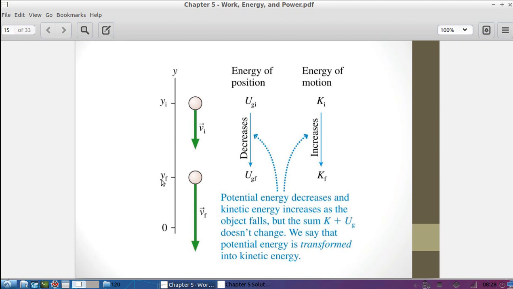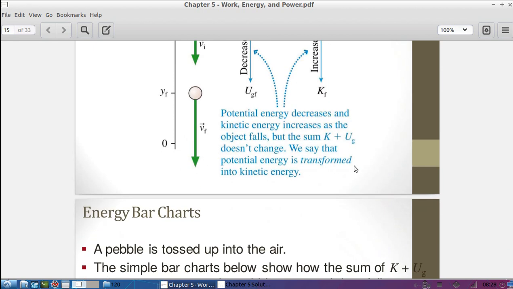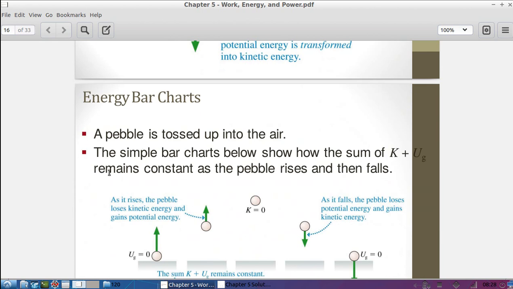So the energy is transformed in this system, but it doesn't leave the system. Total mechanical energy is still conserved in this system. Again, you're saying, where's the Earth? The Earth is doing work. I don't agree with you. That's fine.